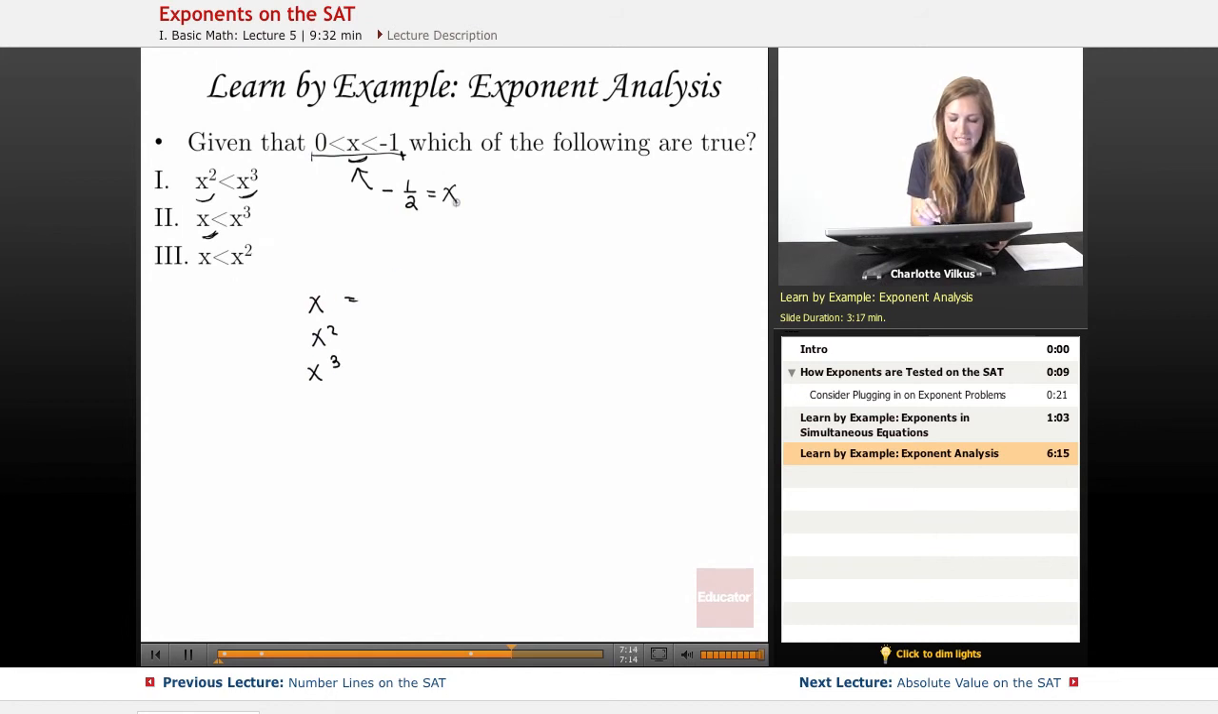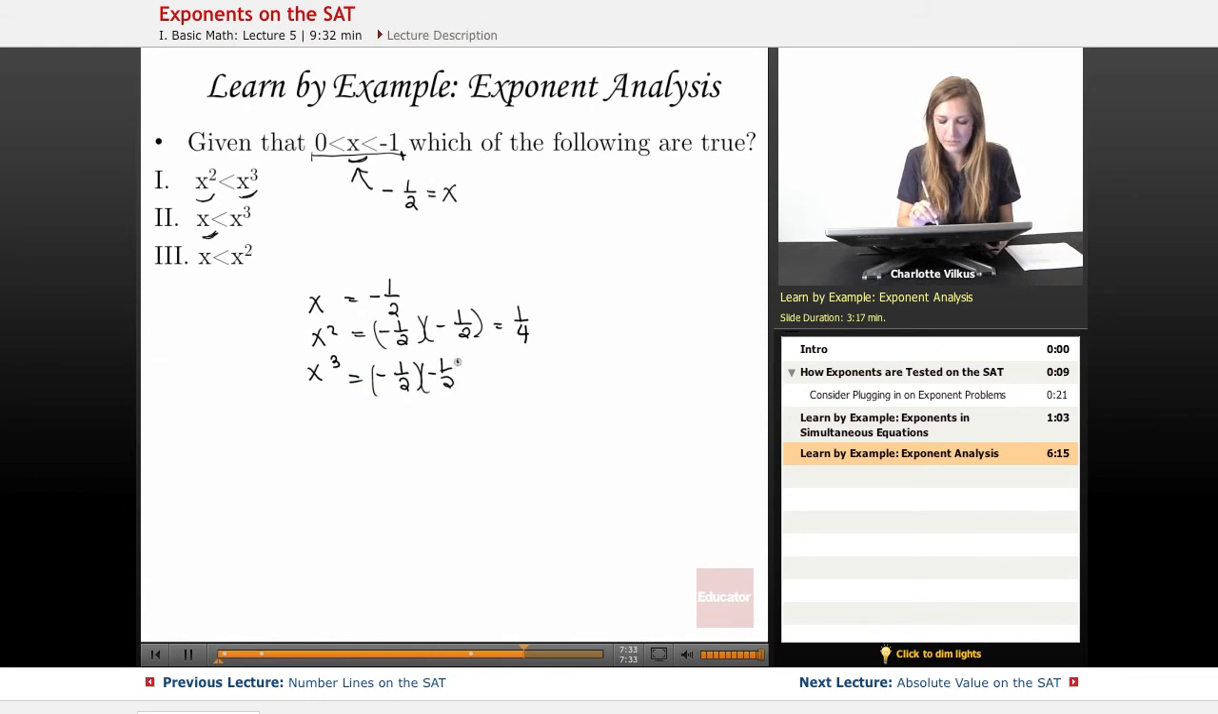So if I deal with this x, well, I just set it equal to -1/2. So that value squared, -1/2 times -1/2, is going to be +1/4. And that value cubed, so to the 3rd power, is going to be -1/8.